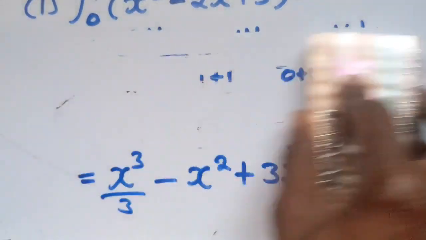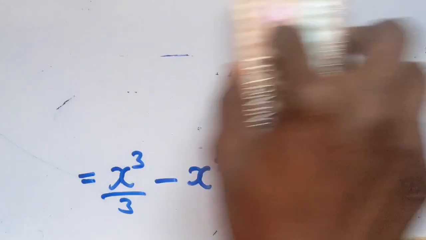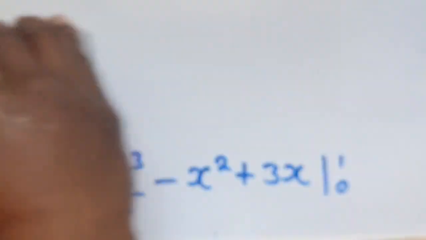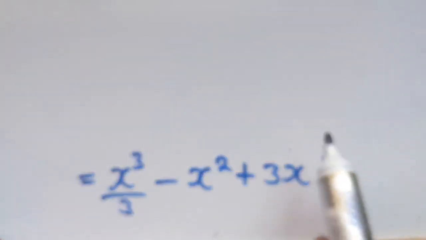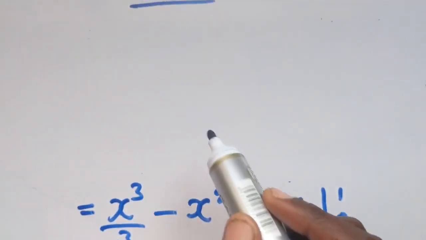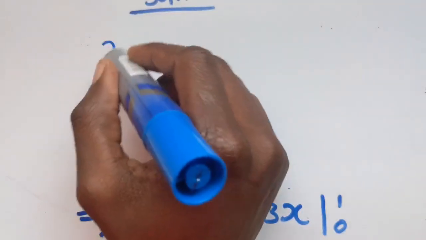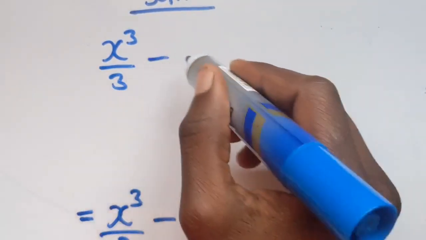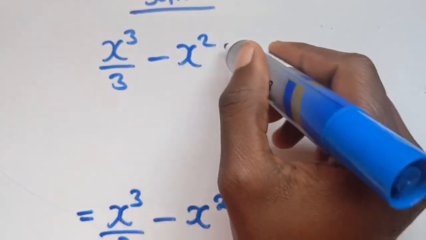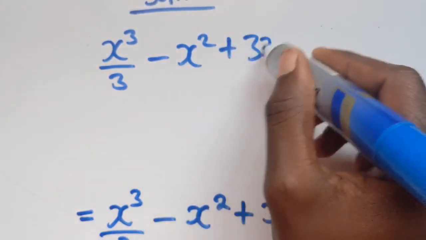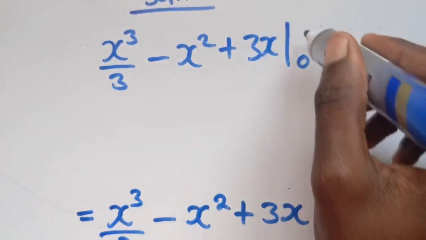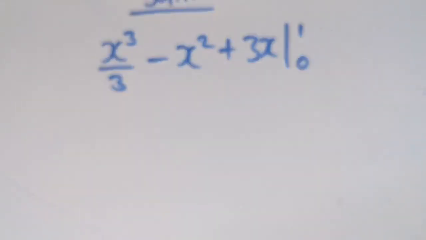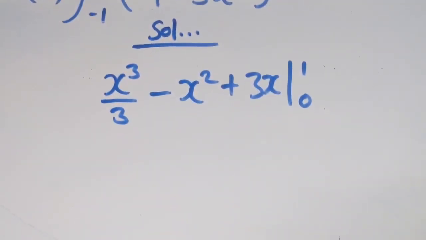So let me try to create some space up here so that we'll be able to solve and finish this question. Let me just copy it up here. So we have x power 3 over 3 minus x power 2 plus 3x, and the limits that we have there are from 0 to 1. Those are the limits that we have. So now let's continue solving the question.